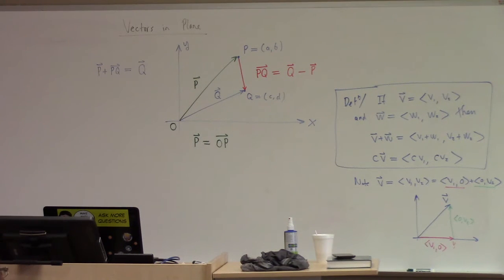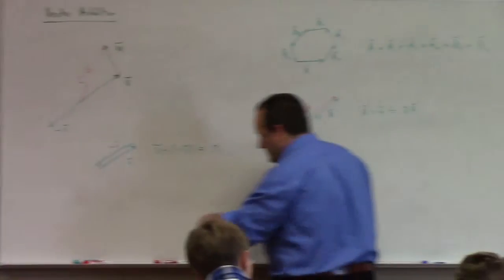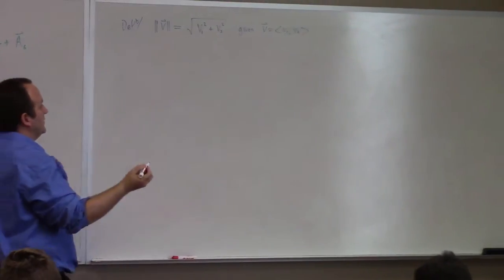So anyway, there's that. Now, what is the length of a vector then? Definition, we use this notation. The length of a vector v is equal to the square root of v1 squared plus v2 squared, given v is equal to (v1, v2).